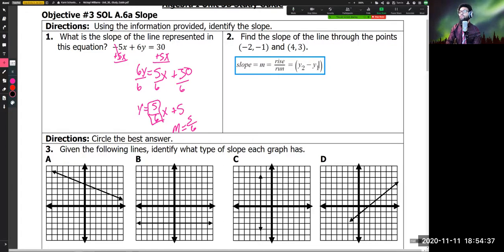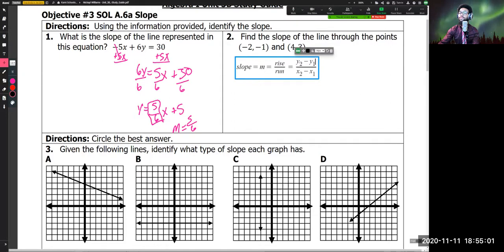All of that over our second x value, which is x2, minus our first x value, okay? So y2, which is our second y value, minus our first y value, and over our second x value minus our first x value. So that's just going to be the change in y over the change in x. That's what that rise over run is. And so that's how we're going to set this thing up, okay?